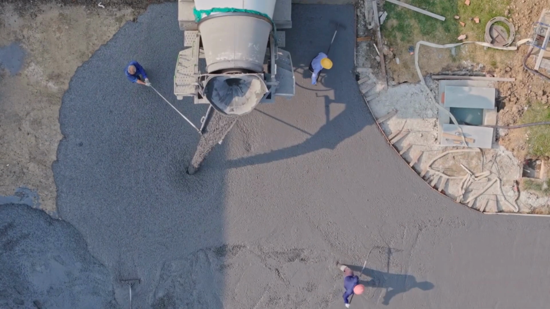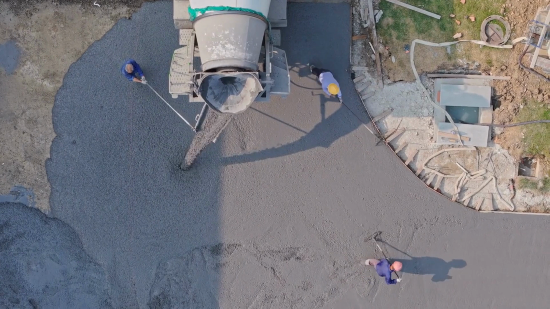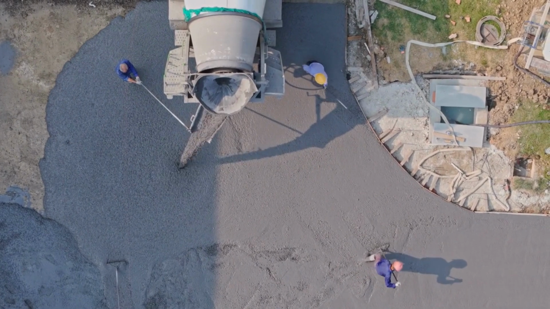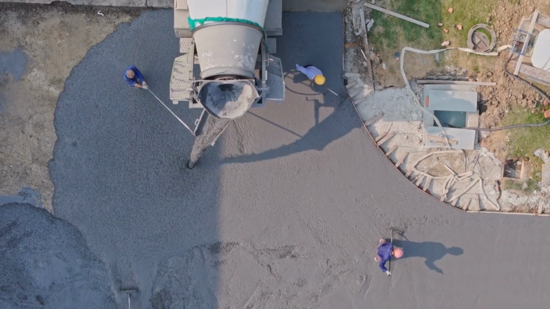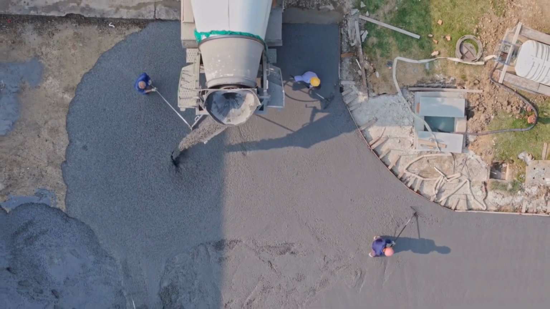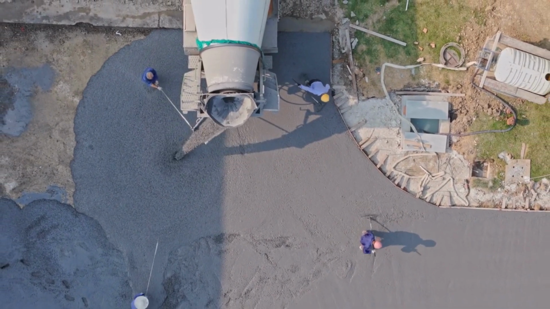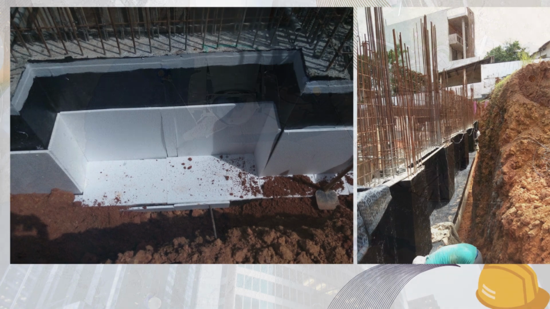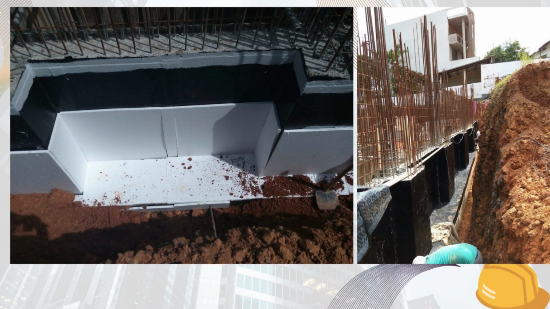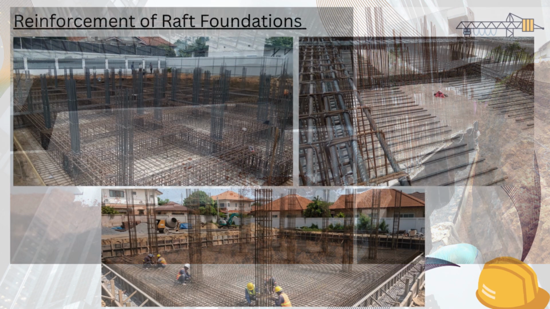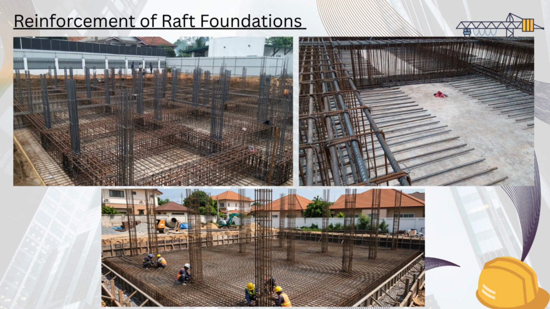After ground preparation, a layer of lean concrete, also called blinding concrete, is placed. This provides a clean and level working surface, prevents soil contamination of the structural concrete, and helps maintain the required reinforcement cover. If the building includes a basement or groundwater is expected, a waterproof membrane is installed over the blinding concrete before reinforcement begins. The reinforcement is then fixed according to the structural drawings.